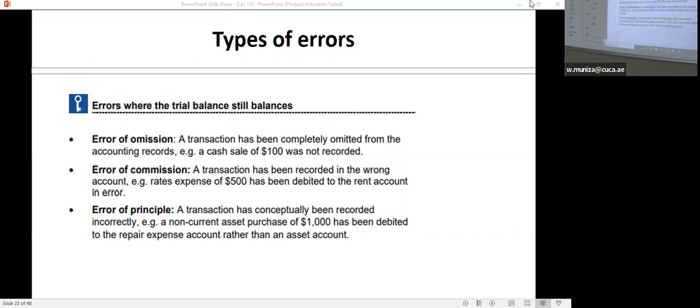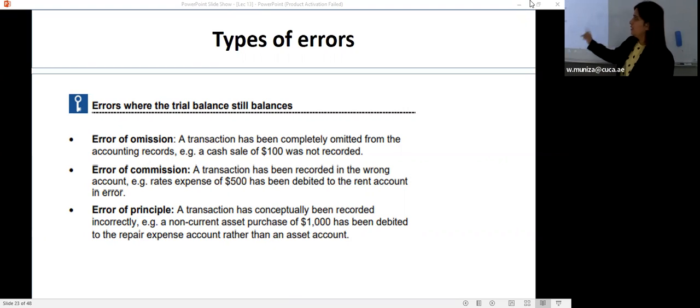A transaction has been recorded in the wrong account. Rates expense 500 has been debited to the rent account in error. Now rates are also expense and rent is also expense. Instead of debiting rates, we have debited rent.